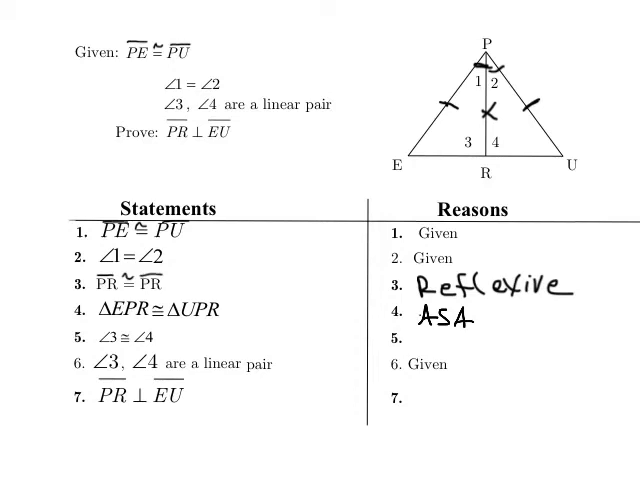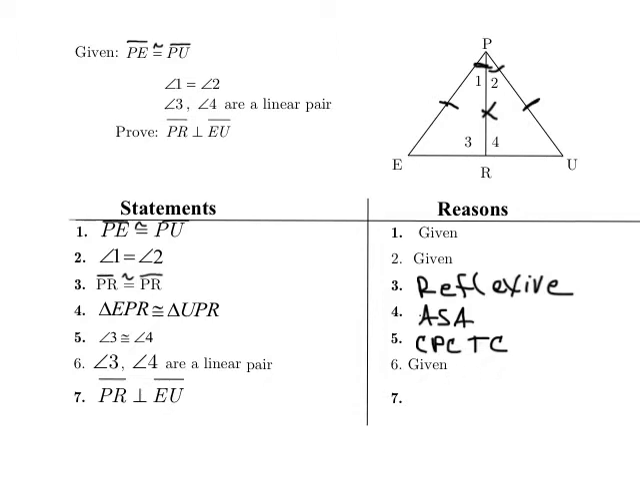After that, once we get the triangles congruent, and this is almost always the case, I can go back and say that corresponding angles of congruent triangles are congruent. So that's C, P, C, T, C. We always have to get a triangle congruence before we can get CPCTC.